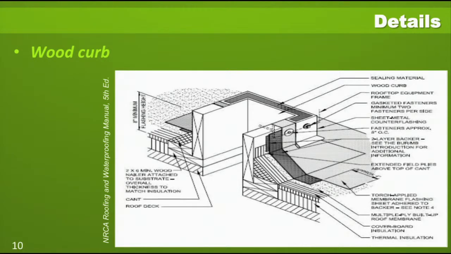Next, we're looking at a wooden curb. This could be used for a roof access hatch, or possibly equipment would be installed on top of it. It's somewhat similar to the curb at the perimeter of the roof, where the built-up roofing felts would come up the cant strip. You'd be covered with another layer of flashing material, and then the top is covered by a metal cap flashing. Note that the fasteners are in the vertical portion of the metal flashing.